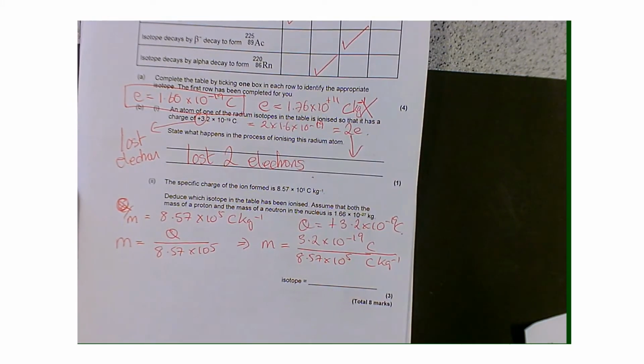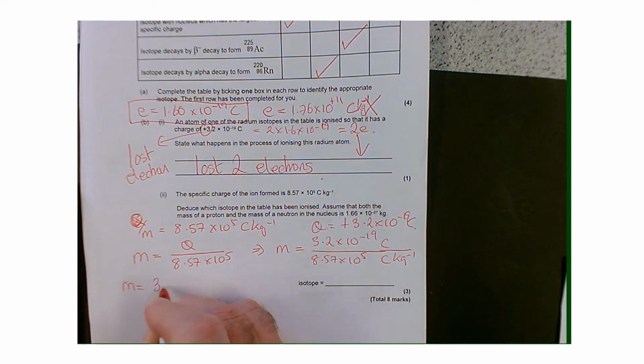Note that I've written in my units here, that just gives me extra confidence that I'm doing the right thing. The coulombs are going to cancel. This is divided by kilograms to the minus 1, so I'm going to end up with units of kilograms, which are the correct units. So I'm confident I'm doing the right thing. Then we put 3.2 by 10 to the minus 19 divided by 8.57 by 10 to the 5 into our calculator. That gives us an answer of the mass is equal to 3.73 by 10 to the minus 25 kilograms.